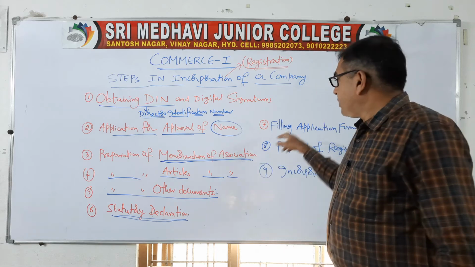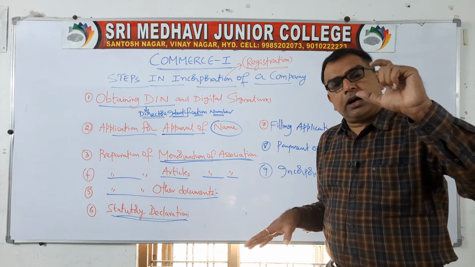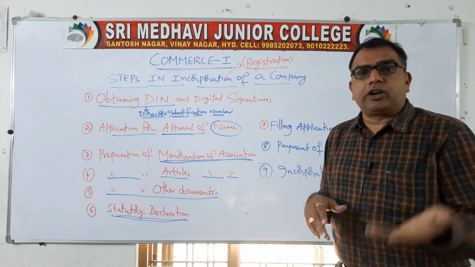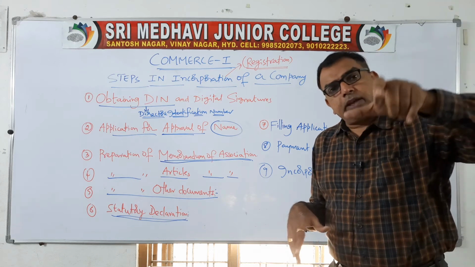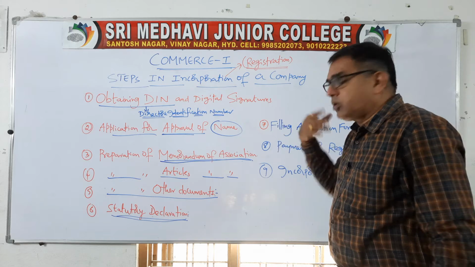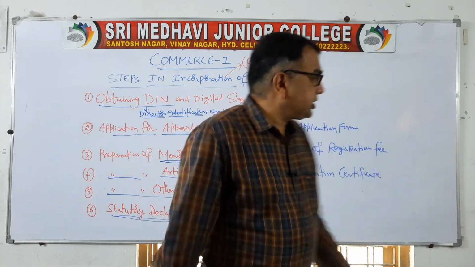So online application form you have to fill by giving all the details asked by the registrar of companies. That application form you need not prepare. It is already there. In the printed format it will be there. So whatever information they are asking in that application form, you have to just type. Clear?